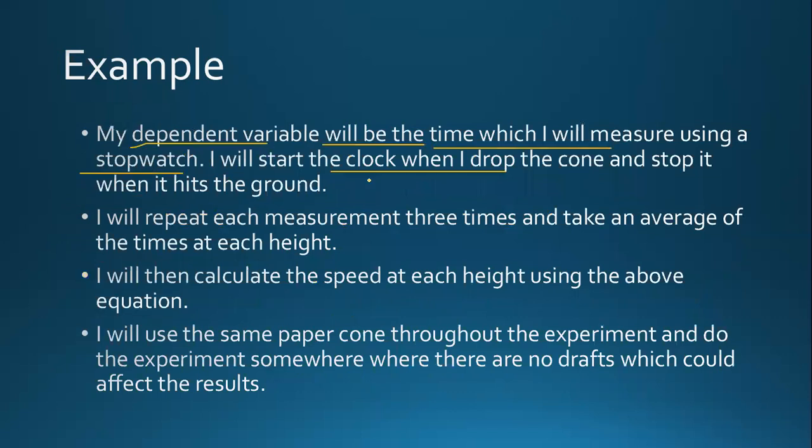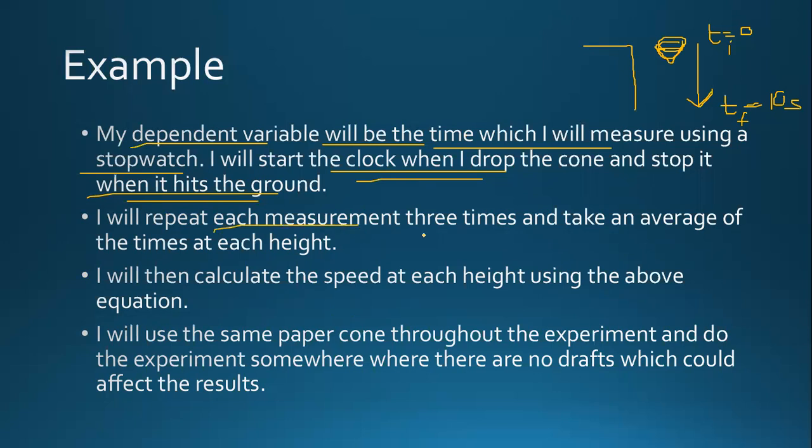I will start the clock when I drop the cone and stop when it hits the ground. So when am I going to start? If I drop the cone from this height, I would start the stopwatch at this point and I would stop the stopwatch at this point. For example, here you got 10 seconds. This is your final time and this is your initial time. Here you have the paper cone that is falling through the air.